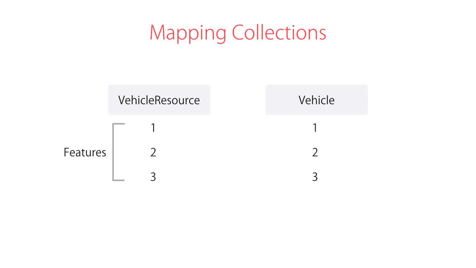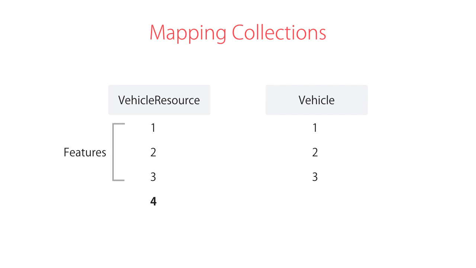All right, so mapping collections. Imagine we have a vehicle with three features. One, two, three. Now we want to update this vehicle. If we call our API with the exact same features, we shouldn't make any modifications to the collection of features in the vehicle object. Now, if we call our API and add a new feature in our vehicle resource, when mapping this vehicle resource to a vehicle object, we should also add this new feature to our vehicle object.